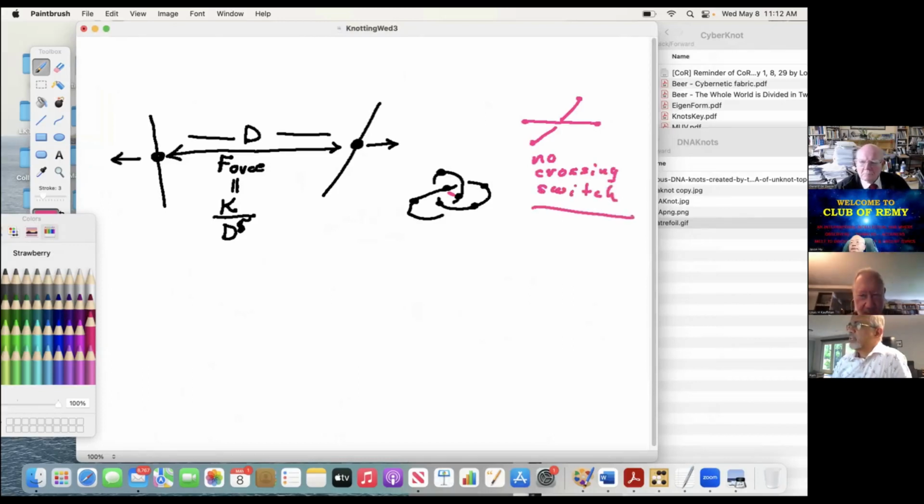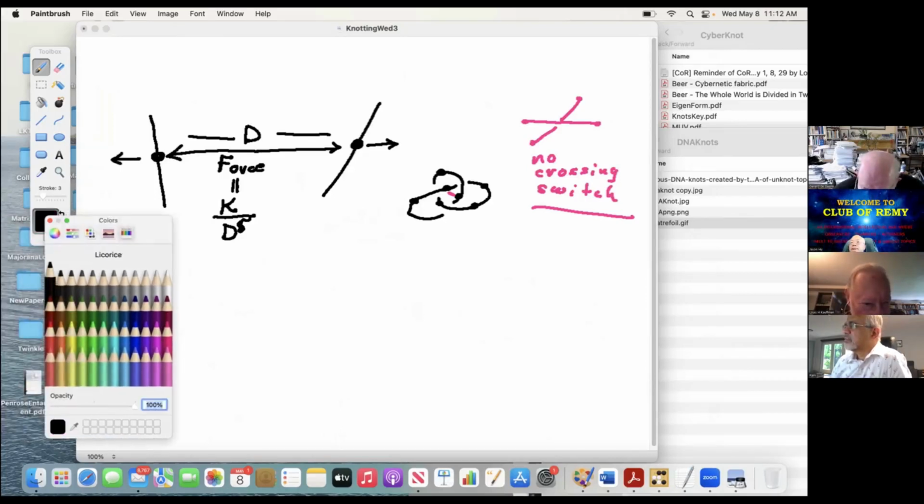I'm sorry, I didn't understand that. Can you explain that again? Sorry, I don't understand what you mean by no crossing switch. Well, it's possible that you might. I'll try to draw it in a specific instance.